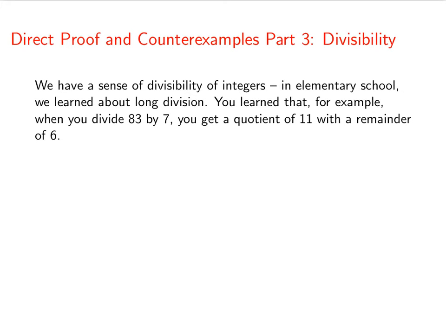We learned, for example, that if we divide 83 by 7, we'd get a quotient of 11 with a remainder of 6. What does that mean? It means if we take the improper fraction, 83 over 7, we can write it as a mixed fraction, 11 plus 6 over 7. 11 is the quotient, 6 is the remainder. 7 is the divisor.